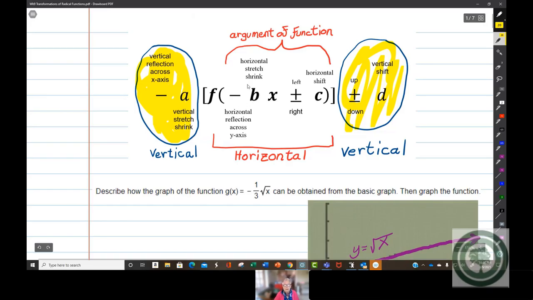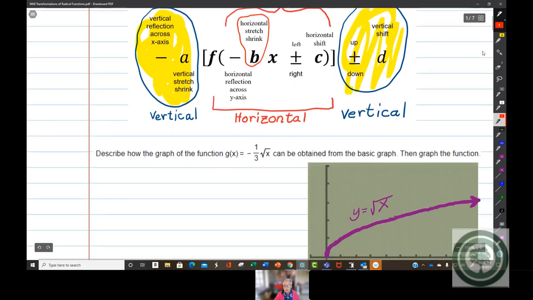This number is the horizontal stretch or shrink, but if you remember correctly, well, we'll talk about that later. Right now, it's enough to know that this B is your horizontal stretch or shrink, depending on whether it's a whole number or a fraction. And this number is the horizontal shift left and right, depending on the sign in front of it. Notice that plus means go to the left and minus means go to the right when it's in the argument of the function. On the other hand, plus means go up, which is what you'd expect, and minus means go down when you're outside the function, on the far right.